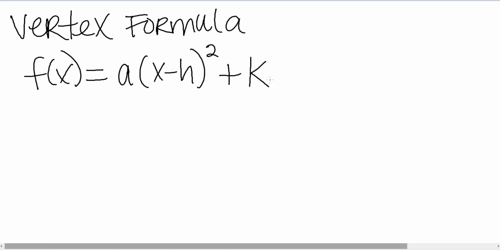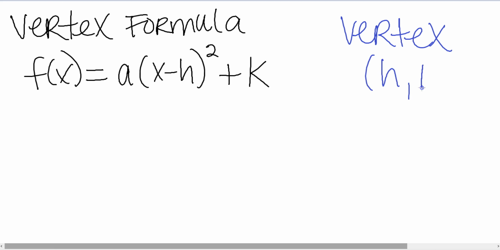This form is called vertex form because you can very easily identify the vertex of the parabola by literally looking at your formula. So the vertex is (h, k). That's a point. All right. So we get that from these values here.